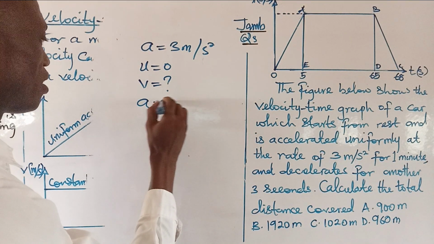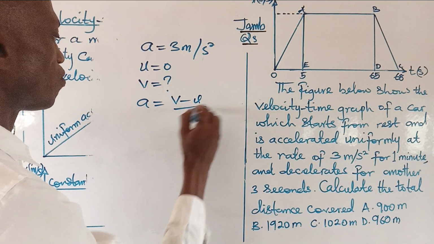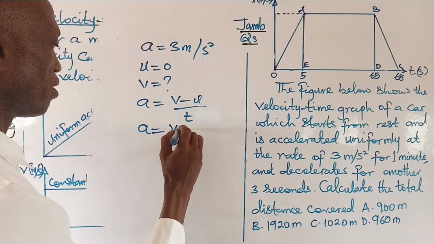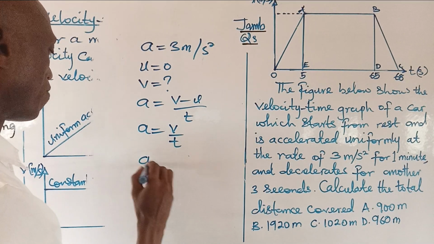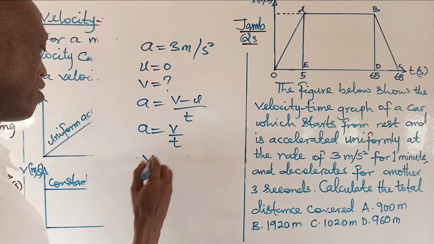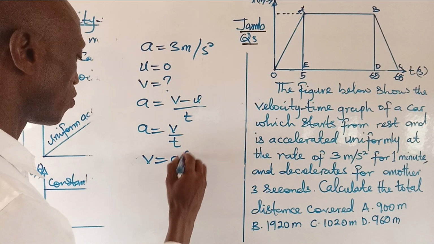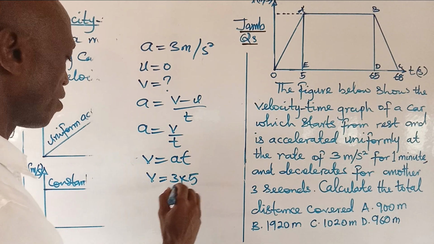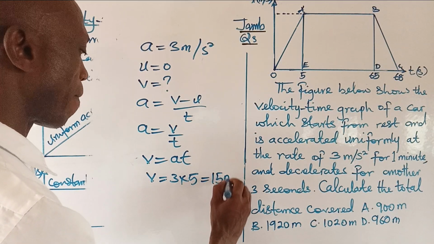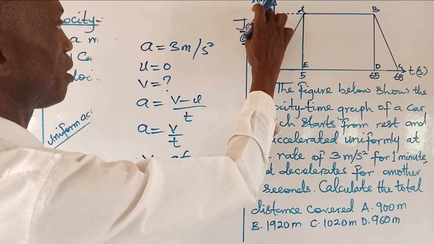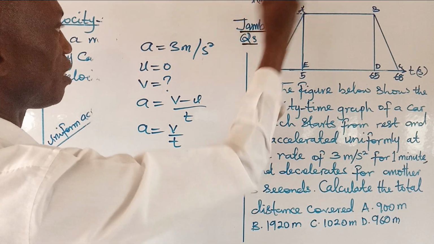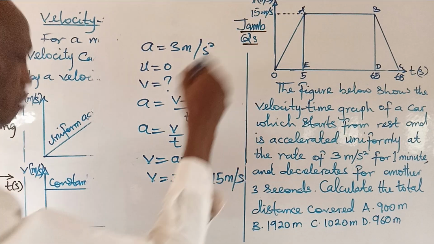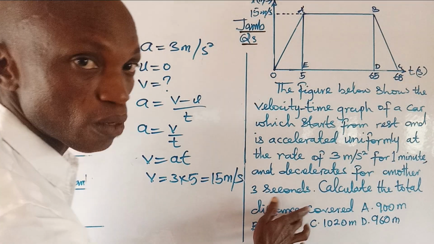Therefore, we can say acceleration is v minus u over t. Acceleration here is 3, u is 0, and we need v. So let's make v the subject of the formula. v is equal to a times t, so v is equal to 3 multiplied by 5. v is equal to 15 meters per second. Here, where the velocity is maximum, is 15 meters per second. So we can now calculate what they ask us to do. Let's calculate the total distance traveled.